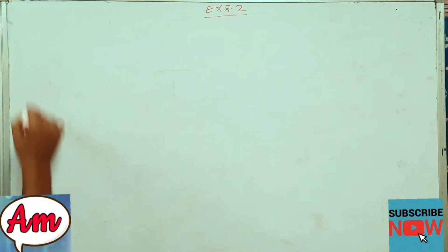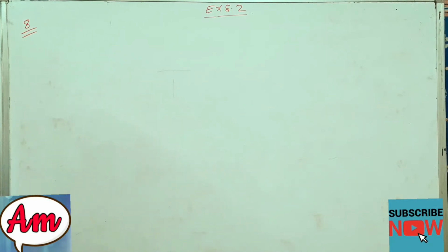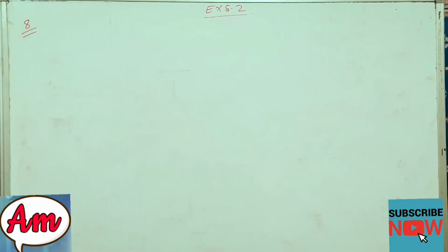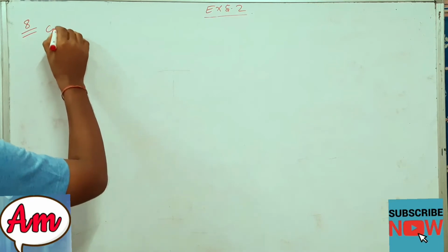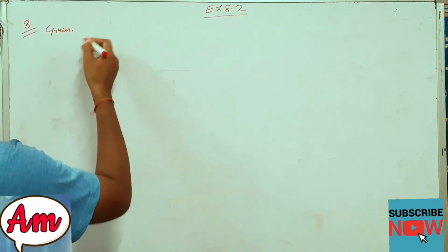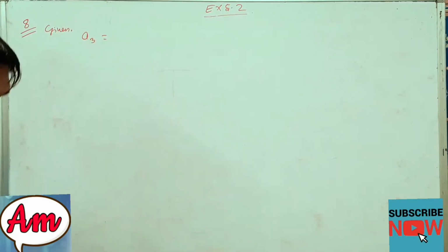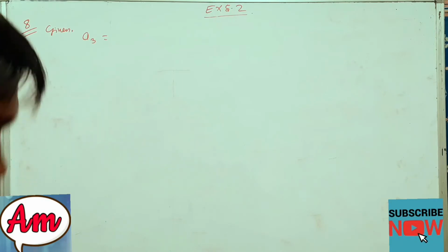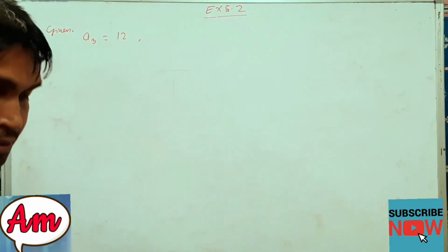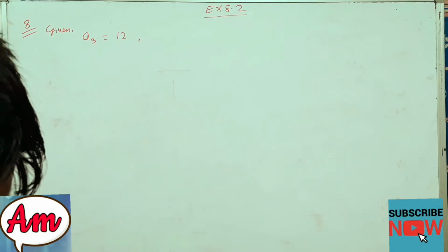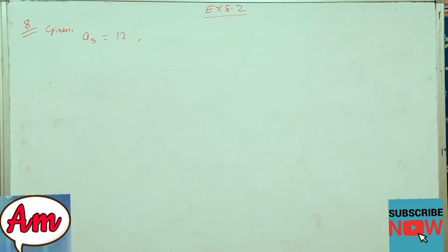Next we are going to do question number 8. Question number 8 says an AP consists of 50 terms, of which the third term is 12. The question is a little lengthy, I am not writing it. So here the number of terms is 50, and the third term they have given, A3 equals 12, and the last term is 106. So how many terms are there?